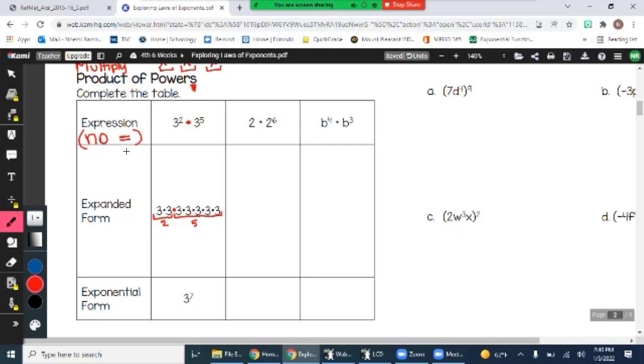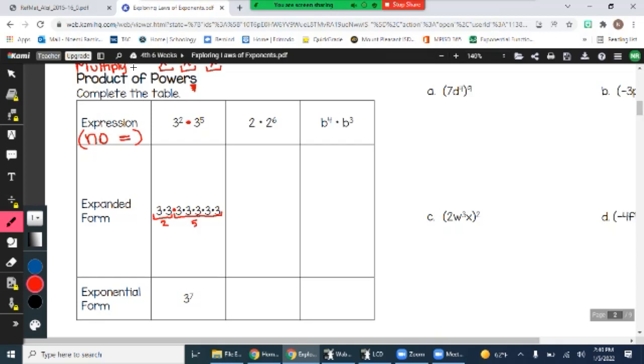And that is expanded and exponential form. Now you don't have to use expanded form on your assignment, but it might help. It will not help once we get into exponents like 25. So you might want to learn the short way as well.